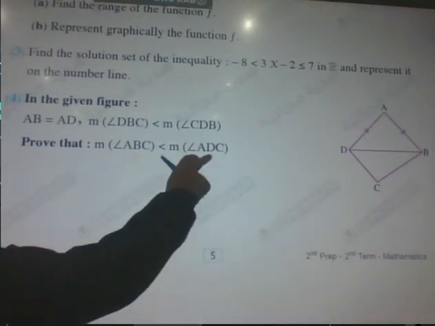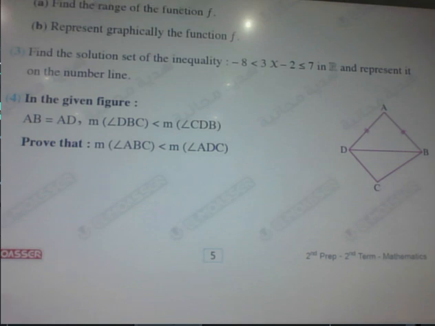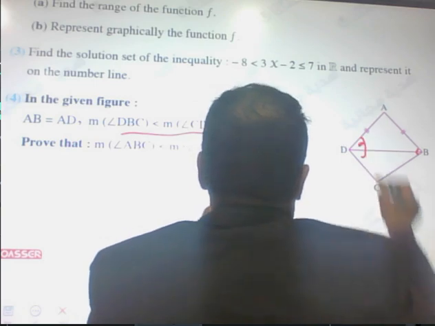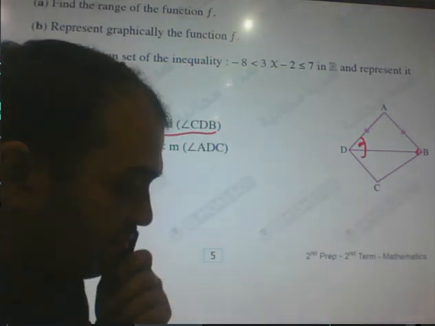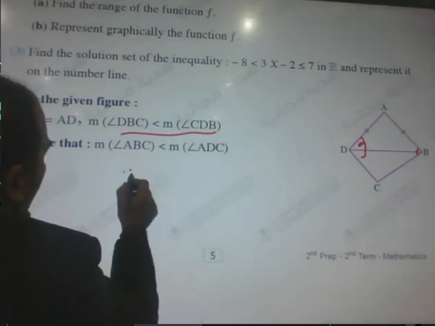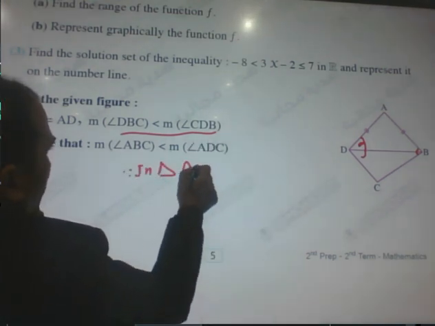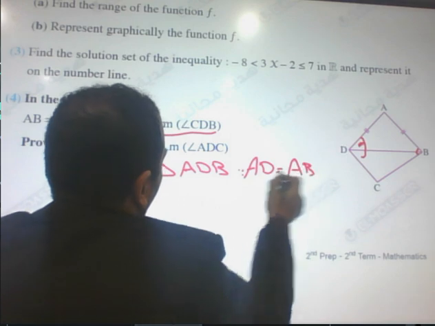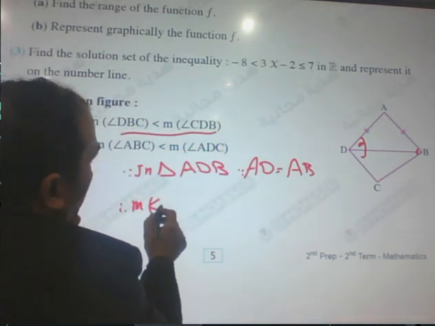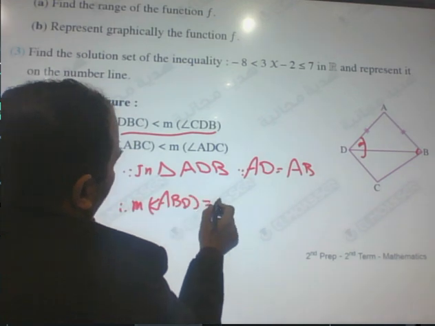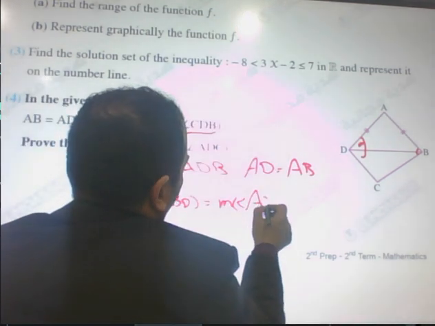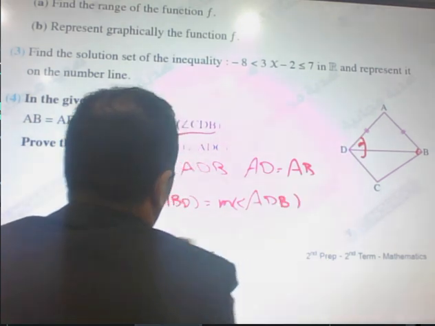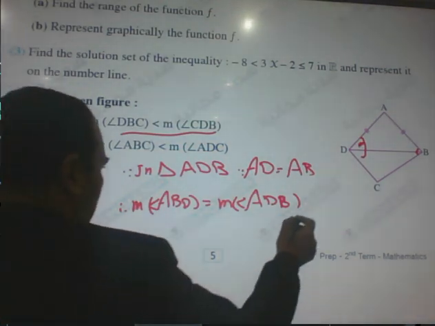Next question. We have quadrilateral ABCD. He wants to prove that the measure of angle ABC is less than this angle. And he gives me angle ADB. Okay, my students. First step, we can work in the first triangle, such that in triangle ADB, we have AD equal to AB. Then the measure of angle ABD will be equal to the measure of angle ADB. This is relation number 1. We can prove from this relation that the measures of the two angles in the base are equivalent.